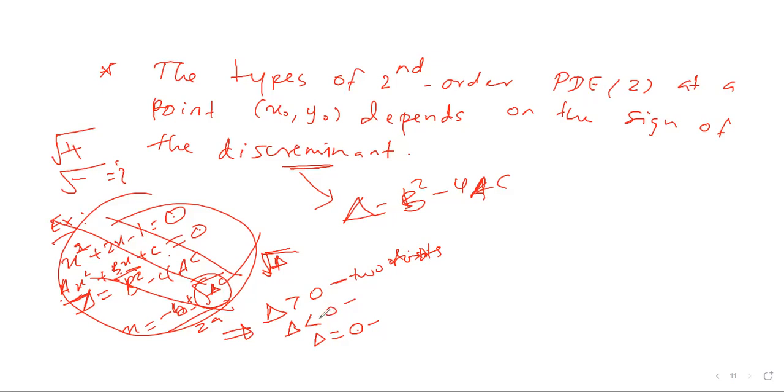What about delta less than 0? What if the inside of the root is negative? It will be complex. What about delta equal to 0? You will have minus b over 2a only, because this term will be 0, since the square root of 0 is 0. Even though we should have two solutions, it will be a repeated one, repeated as well as real.